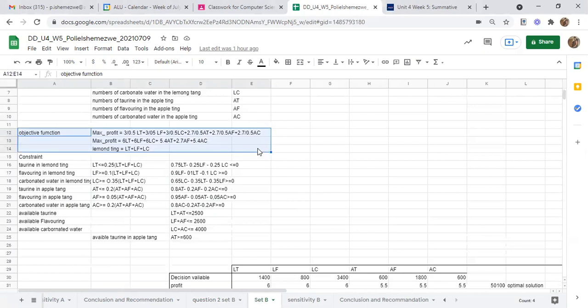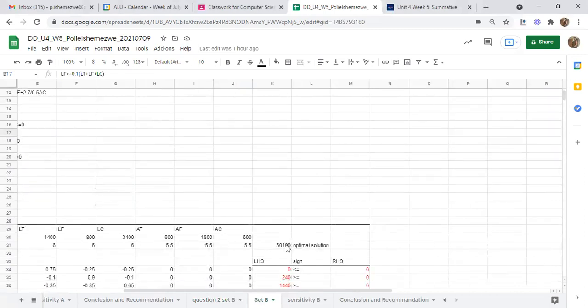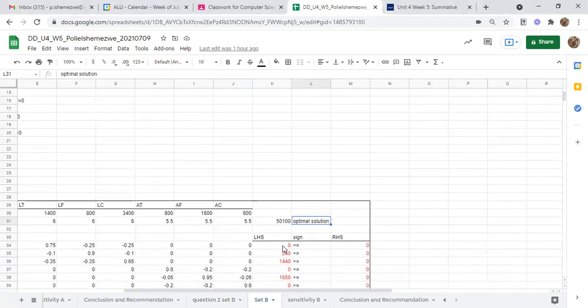The third step in the LAP setup is to write the objective function. This is the algebraic form of our objective and decision. Because our objective is to maximize the profit, we will be taking the profit coefficients and multiplying each by its decision variable. This will equate to the optimal solution, which is this one.